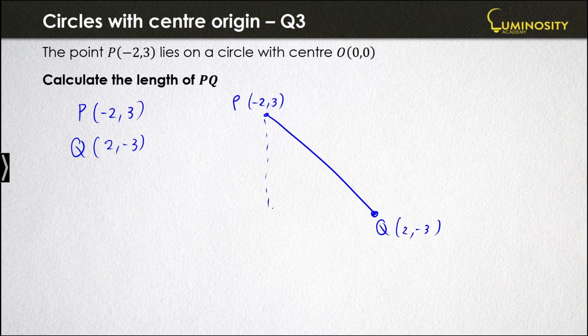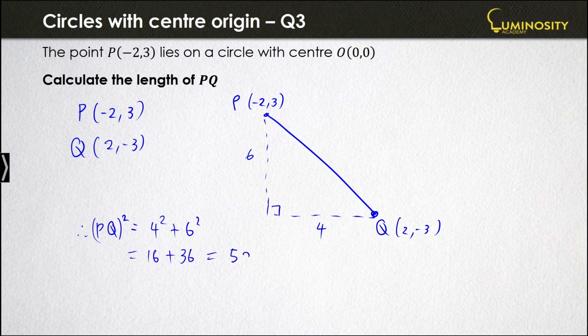So I'll use the Pythagorean theorem and I'll ask myself, from -2 to positive 2, how many units did I go across? 4. And then from -3 up to positive 3, how many units did I go up? 6. So therefore I can say that PQ squared equals 4 squared plus 6 squared. That's going to give you 16 plus 36, which is 52. So therefore, PQ, because it's a distance, a length, is the positive square root of 52.